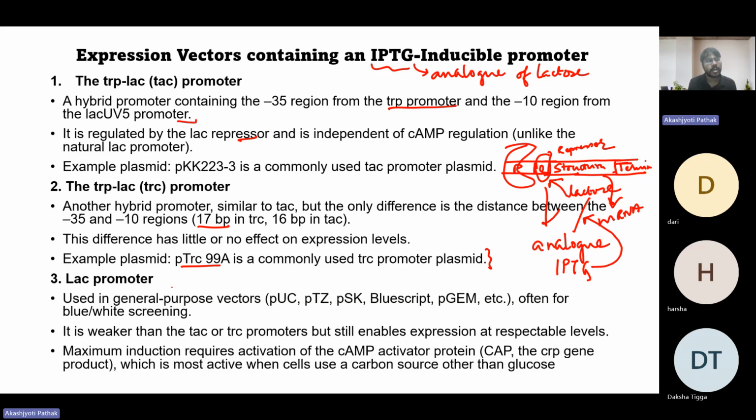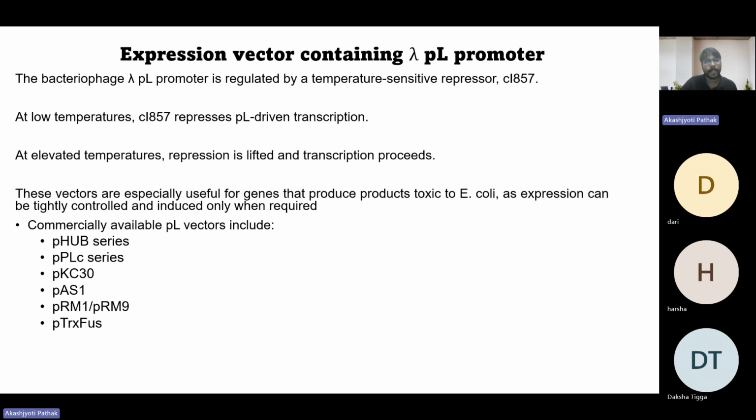So the lac promoter is used for general purposes. Most of these vectors, the pET vector that we use, have this lac promoter, often for blue-white screening. The pUC vector, pTZ vector, pSK vector, Bluescript vector, pGEM vector, all have this lac promoter. It is weaker than the TAC or TRC promoter, but still enables expression at respectable levels. Maximum induction requires activation by the cyclic AMP activator protein, which is most active when cells use a carbon source other than glucose.